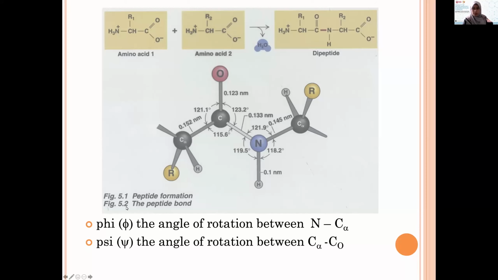Once we have this torsion angle, it's the rotation between the planes. The torsion angle is where we want to adjust. The protein will adjust by itself to reduce the steric hindrance. We discussed steric hindrance last week, right?